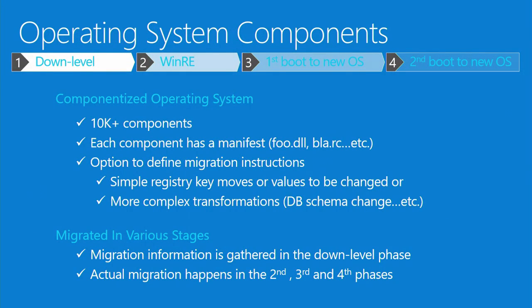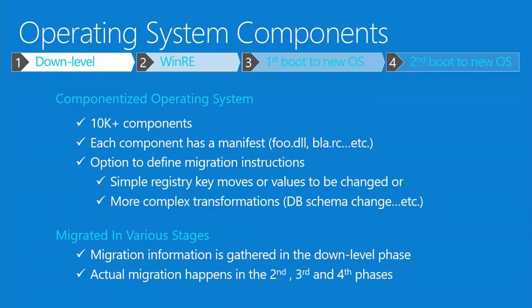At that point, we need to do some migration on the operating system itself. The OS is composed of components. There are over 10,000 components in the OS. They're all self-describing. They all have a manifest that says this component is made up of these files, these settings, these registry entries, and these migration modules. So they can run custom code to perform these migration operations during the upgrade process itself.